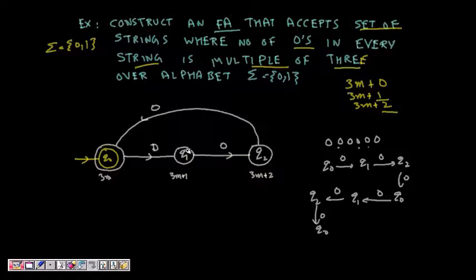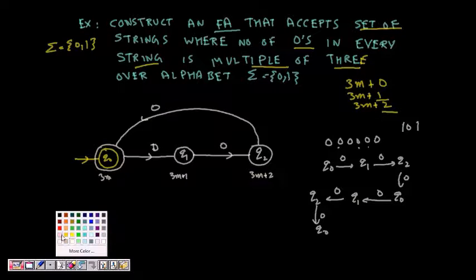alphabet. How have you handled 1? What happens to a string like 1 0 1? There is nothing. If I see a 1 in the start state, what will I do? So you should always see that all the different symbols in the alphabet are handled. So let's try to handle ones.